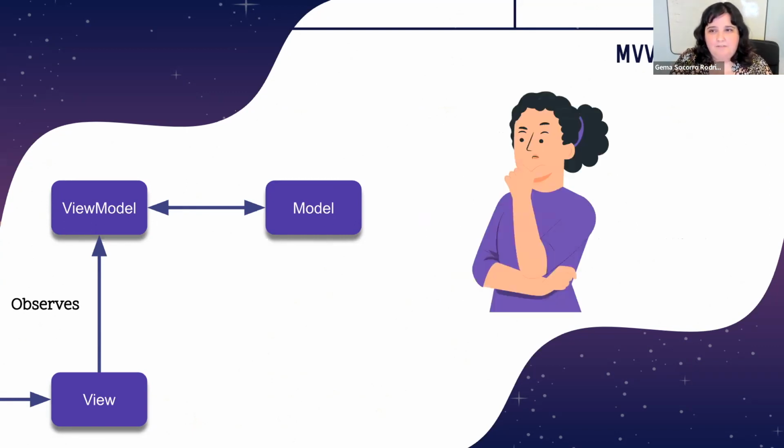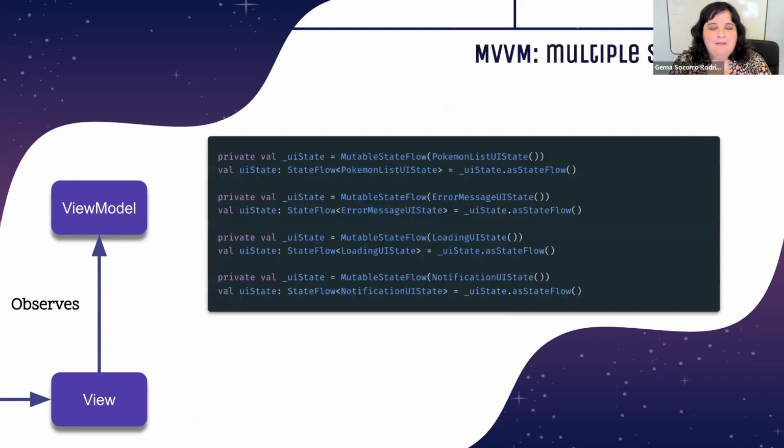And which cons do we have? Because we have cons. Well, there is a possibility that we will end up with multiple UI states, different UI states. Here I mess up with the names. They will be called differently, of course, because we will have an error if we don't do that. But for example, we could have one for the Pokemon list, another for the error message, another for the loading UI, another for notifications.